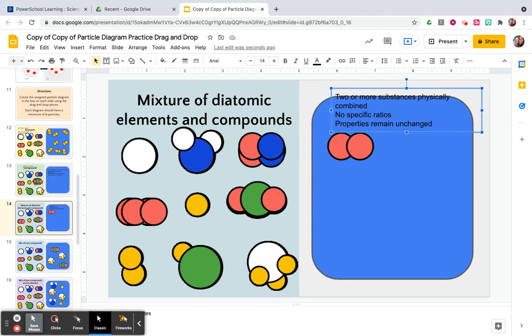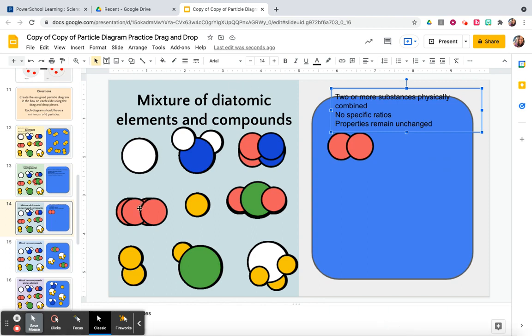If I don't like my hydrogen in my water, I've got a problem. I can't take out hydrogen from water because water's H2O. You can't take apart compounds and keep the same properties, but with a mixture, you can. So a mixture is two or more substances just physically combined.